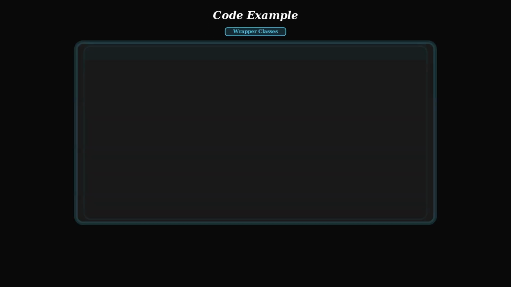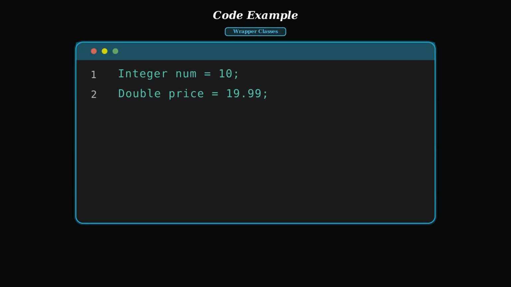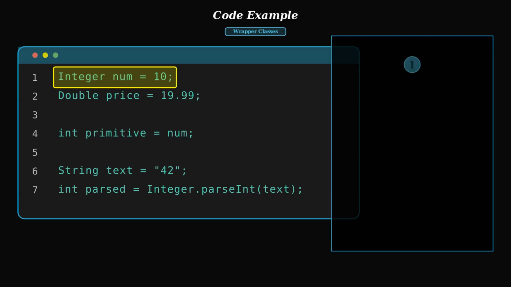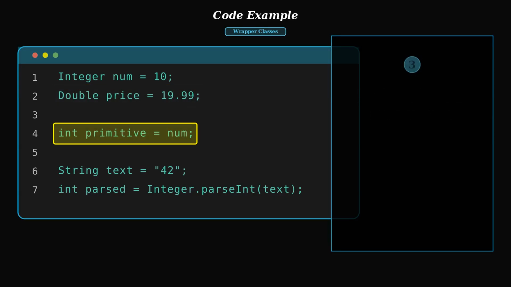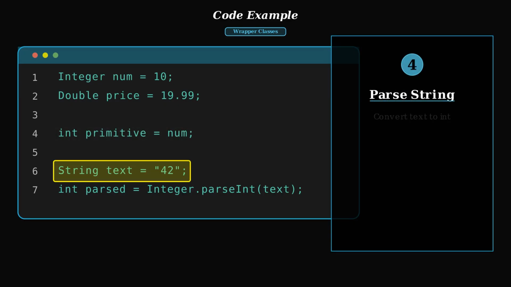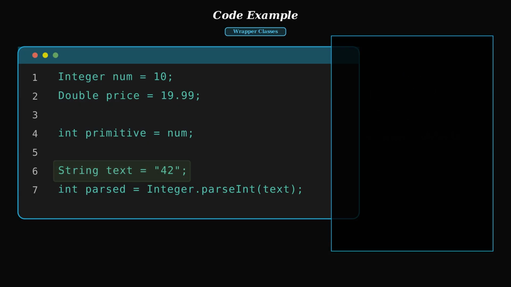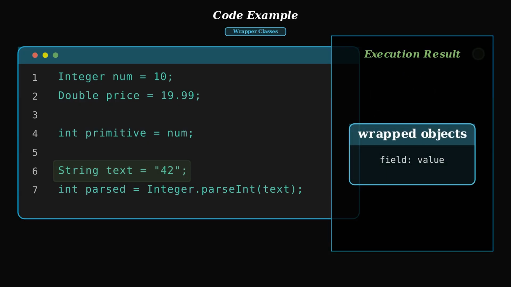Let's see how to implement wrapper classes in code. Here is the implementation. Integer wrapper: box primitive int. Double wrapper: box primitive double. Auto unboxing: convert to primitive. Parse string: convert text to int. Now let's see the output of this code.